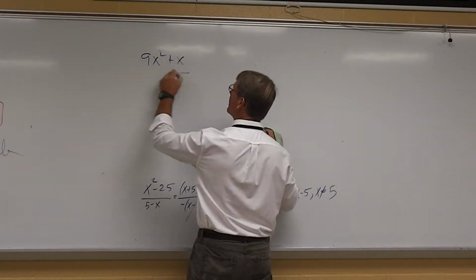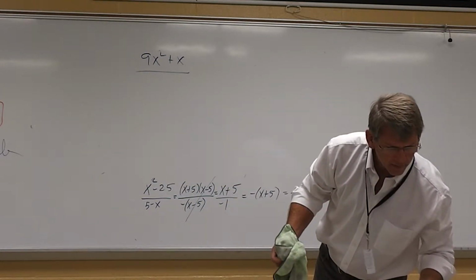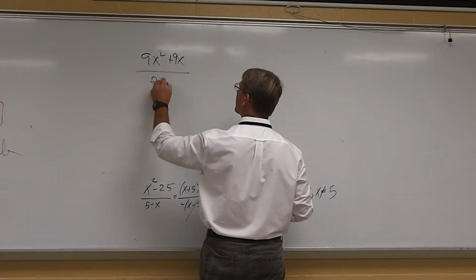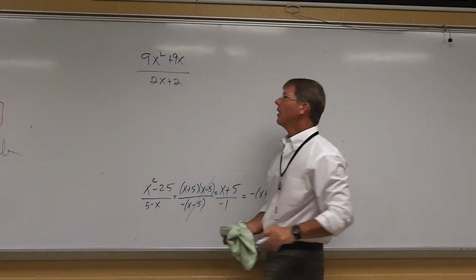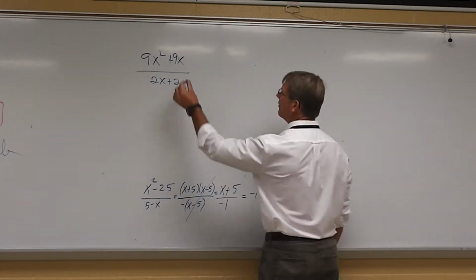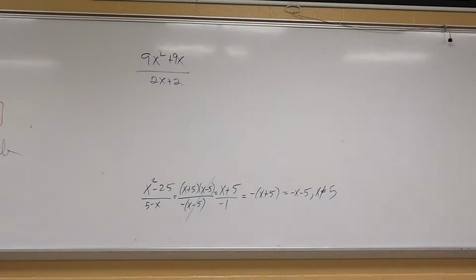X squared plus x over something, plus 9, and 2x plus 2. Alright. Right now, it's a temptation to say, oh, I'll divide an x out of here and an x out of there. But I can't. Can't divide like terms. I only divide like factors. It's not a 9x, it's just a 9.